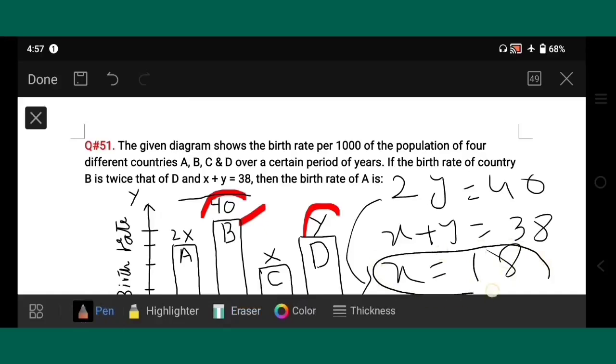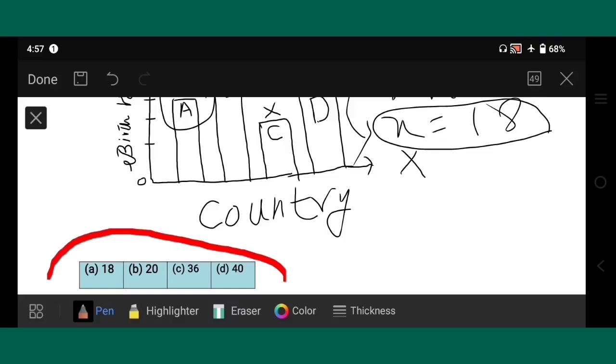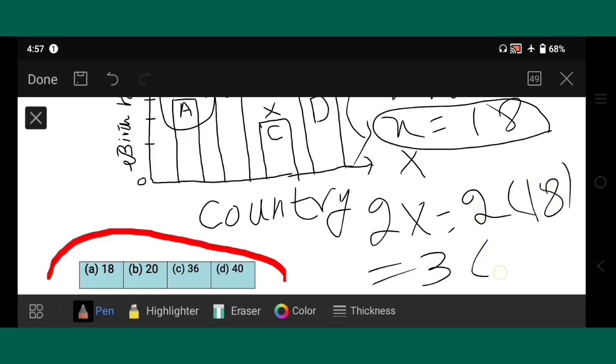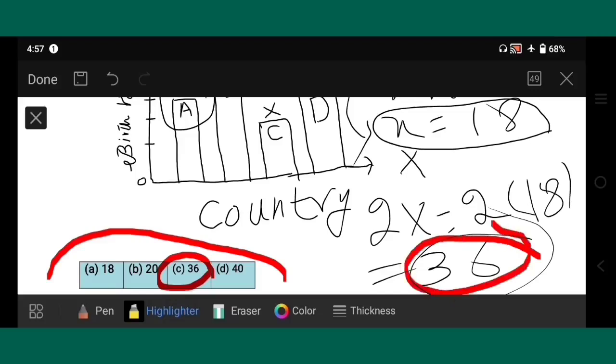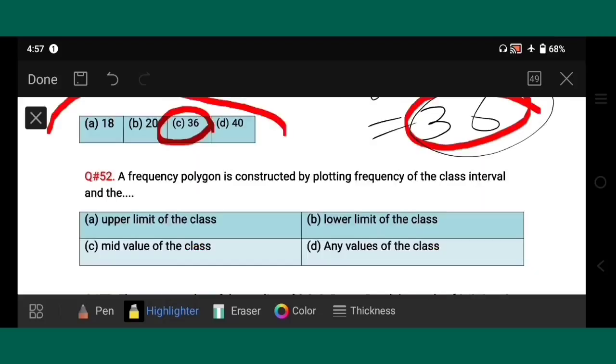Okay, so we have to find the birth rate of x. So here the question is the birth rate of A. What is the birth rate of A? So clearly birth rate of A is 2x. Birth rate of A is 2x. So 2x means 2 times 18, so it gives 36. So the correct option is C, that is 36 children per thousand.